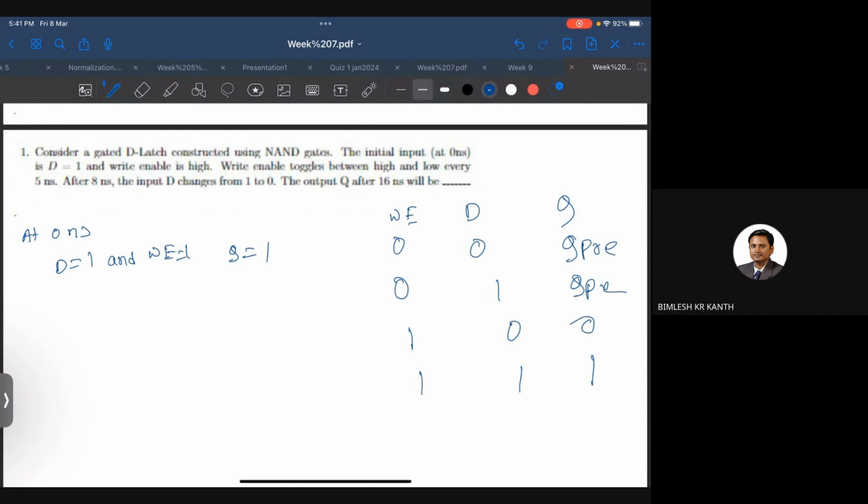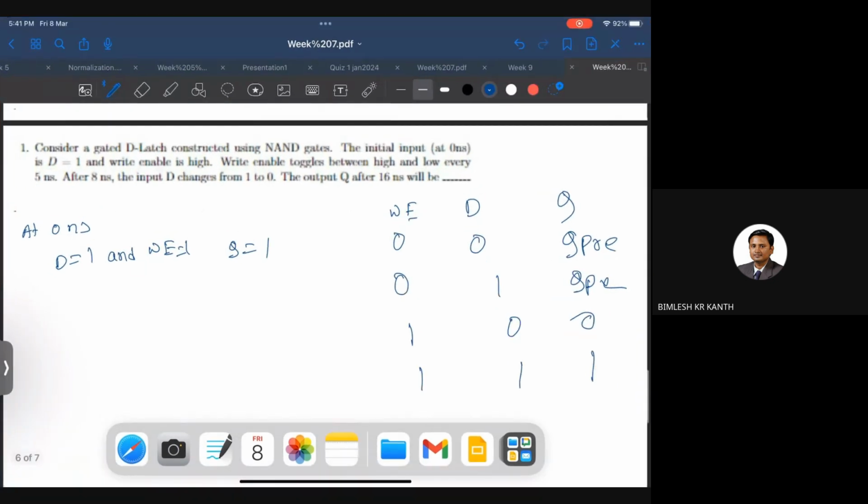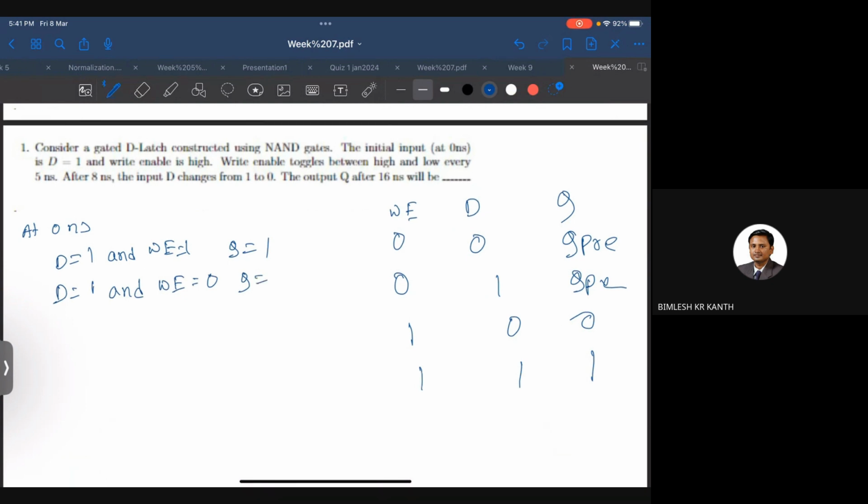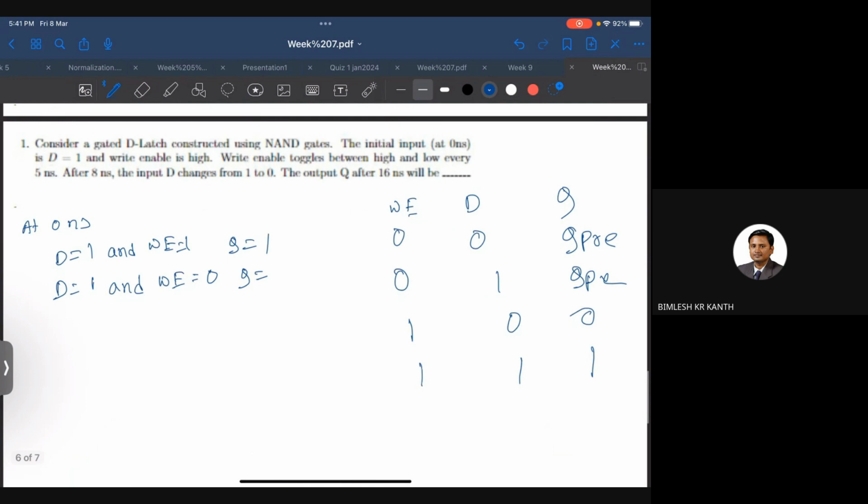Am I audible, right? Write enable will become 0 after 5 nanoseconds. So D equal to 1 and W equal to 0. What will happen? What will be the Q? When W equal to 0, Q equals Q previous. So it is 1.